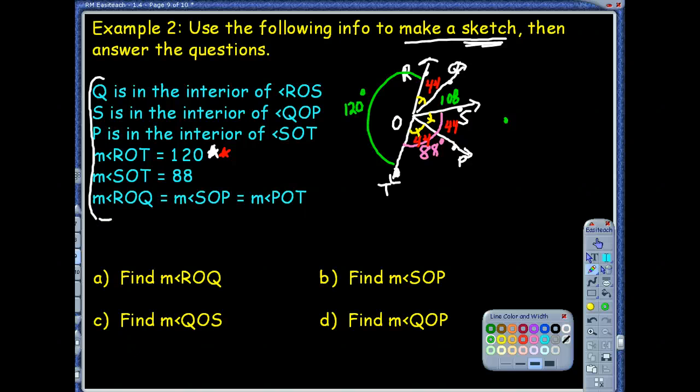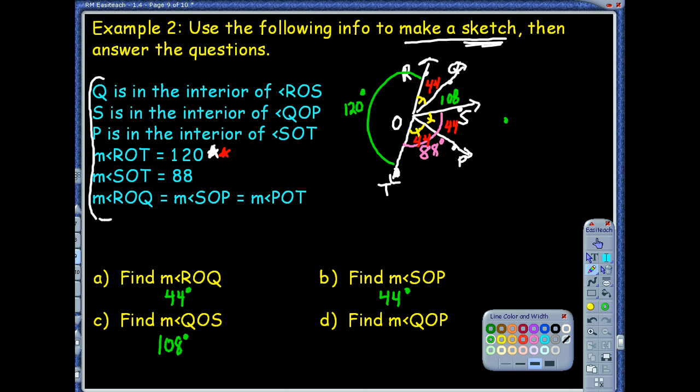All right, so let's go and answer the questions. Let's knock this out. Angle ROQ. So this angle here, we already have it. So 44. Didn't even have to do any work for that. Or we did already do the work. And angle SOP, same thing. So 44 degrees. Angle QOS, Mrs. Palermo just helped me find that.